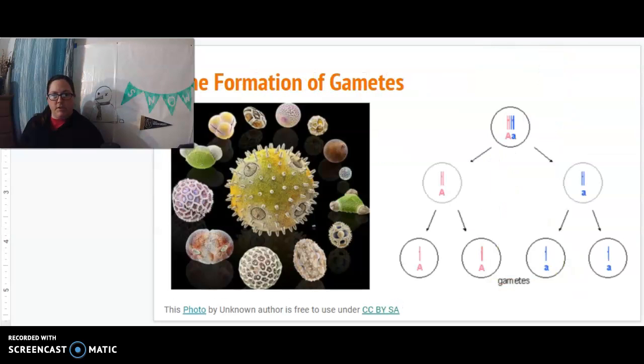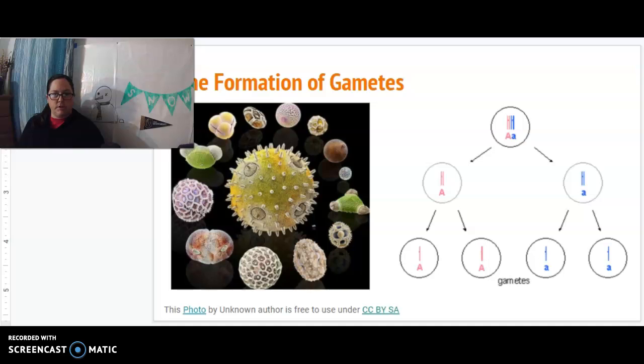All right, so formation of gametes. These are different types of pollen seen under a microscope. So this is just showing here that the alleles for tall and short separate from each other when they're making those sex cells or gametes. So in the male plant, the sex cell would be pollen, and in the female, it would be an egg.